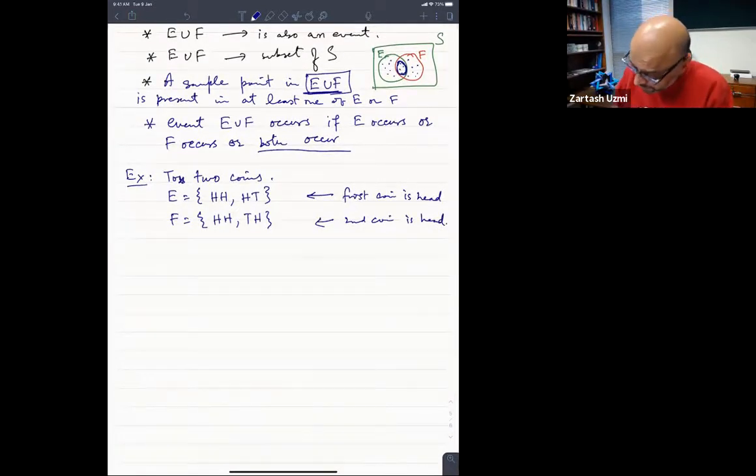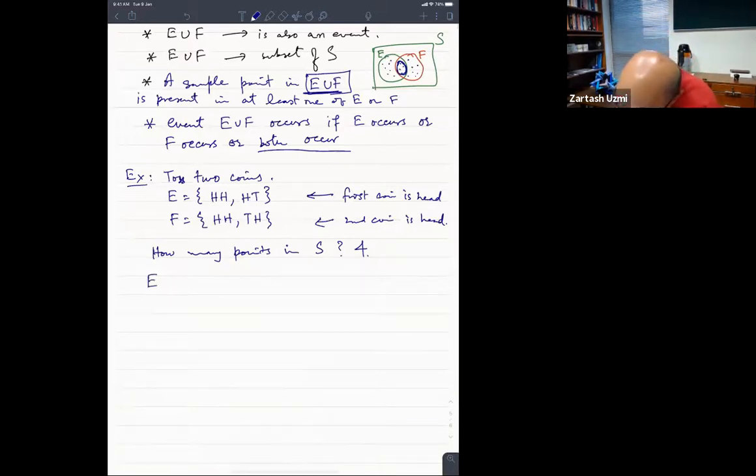How many points in the sample space? Answer in the chat window. How many points in S? Yeah, 4 points in the sample space. How many points in E? 2 points, of course. And how many points in F? Also 2. So E union F, how many points in E union F?